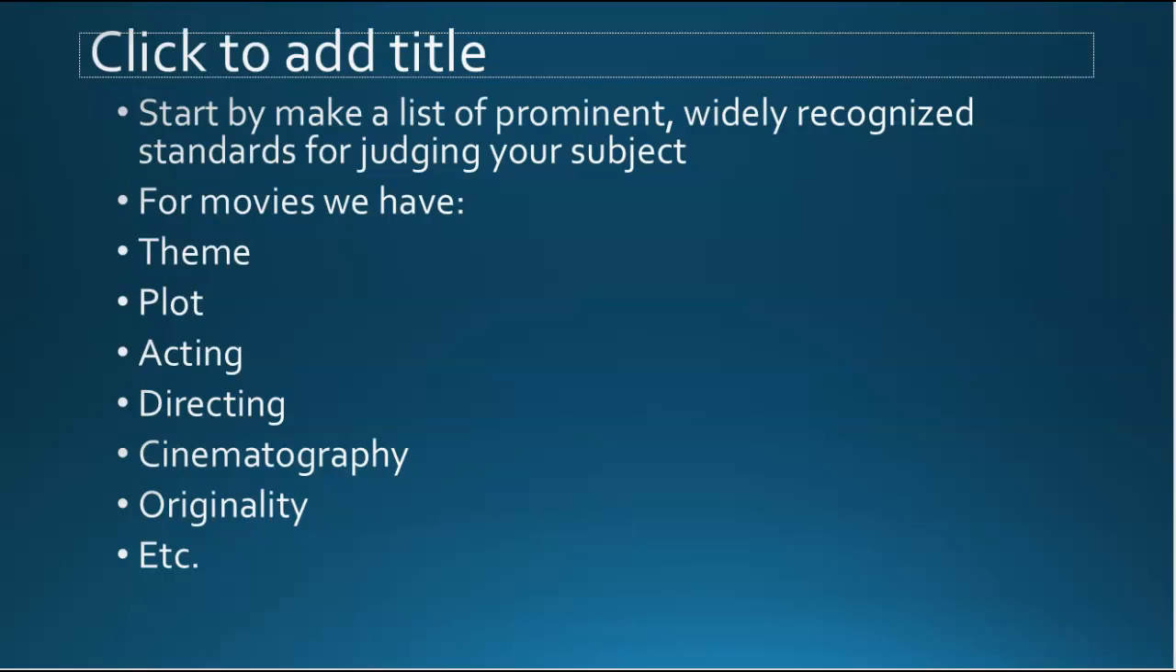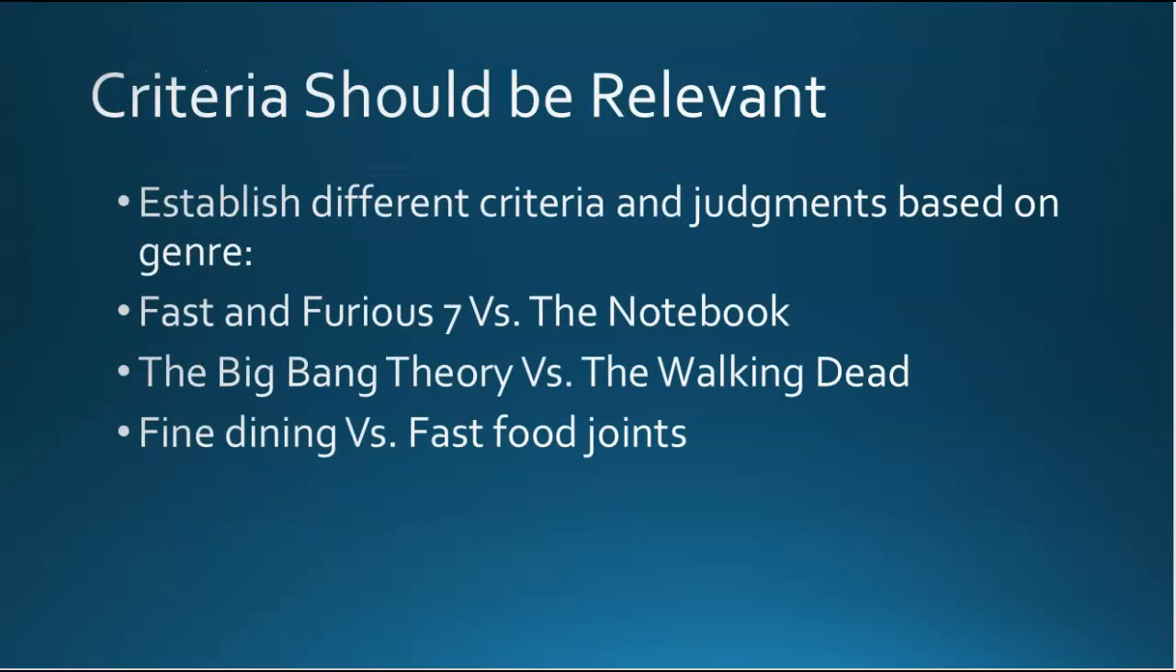So you want to start off by making a list of prominently, widely recognized standards for judging your subject. These that you see on the screen that I just went through, these are universally accepted standards by which you can judge a television show or a film, right? So these are not just made up out of your head. These are generally accepted. So what established criteria will you use in order to evaluate the subject that you eventually choose? Your criteria should be relevant, right? It should be relevant.